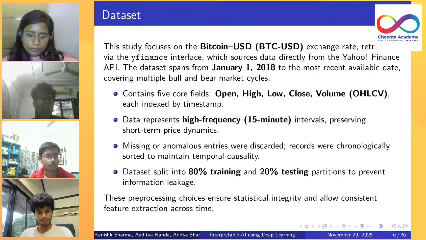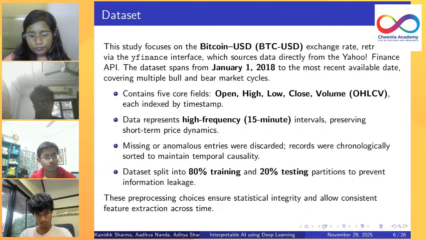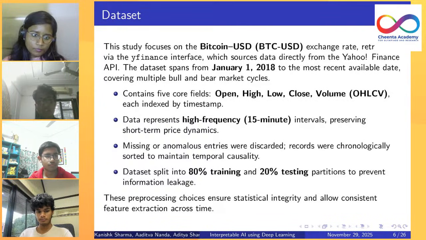So I will be explaining the model architecture of our paper. For our study, we have used Bitcoin as the primary asset. The retrieval of the data is done through yfinance, which is an API supported by Google Colab, on which all our experiments were conducted. The data spans from January 1st, 2018 to the most recent available data, so almost about 7 years. The retrieved data consists of multi-index OHLCV features, namely open, high, low, and close prices for a particular day, and the volume of the asset traded.